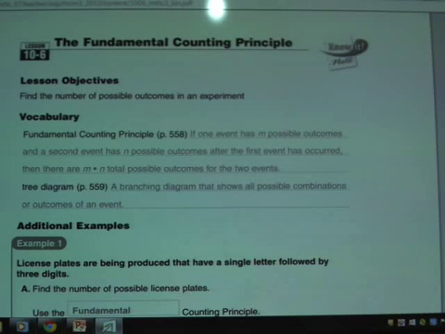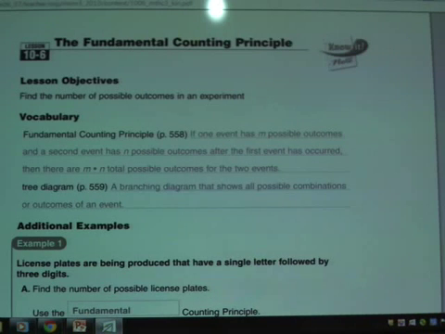This is a presentation of Chapter 10, Section 6 in the 8th grade book entitled The Fundamental Counting Principle. Now, we already talked a little bit about the counting principle when we were multiplying probabilities together earlier in Chapter 10. So you already have a little bit of exposure to this, but now it's time to give it some formal meaning and definition.